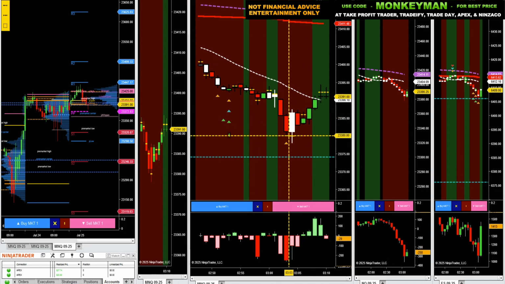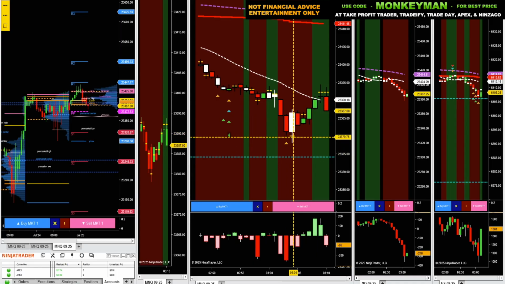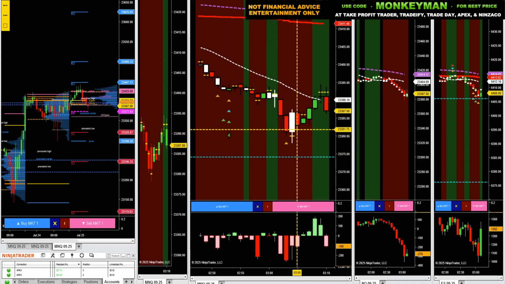I got into a long back here. We had some single bar divergence. You can see the white outline of this candle. Point of control drawn down into the wick. So I'm just waiting for some kind of catalyst.